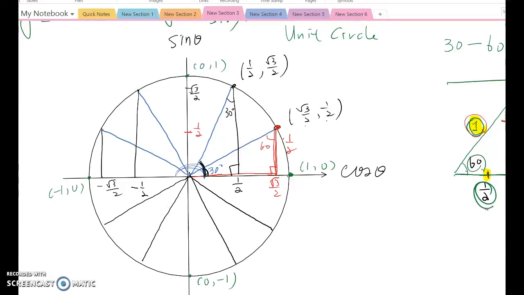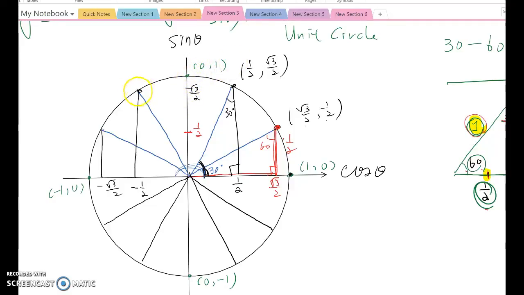So we continue those steps. Now at this point, this is 0 degrees. Then cosine 0 equals 1, sine 0 is 0. Cosine 30 is root 3 over 2, sine 30 is 1 over 2. Cosine 60 is 1 over 2, sine 60 is root 3 over 2. Now, cosine 90 is 0, sine 90 becomes 1, like that.